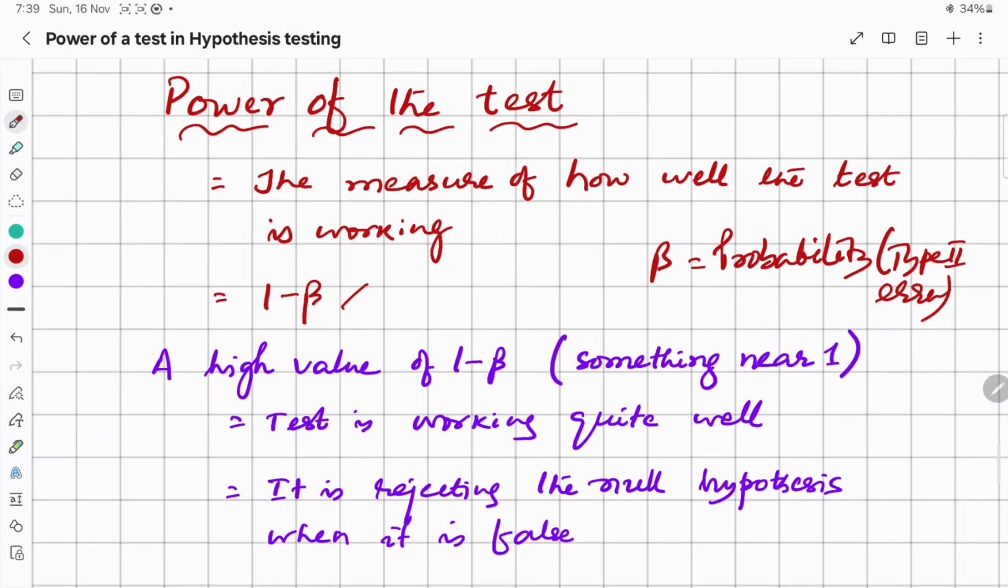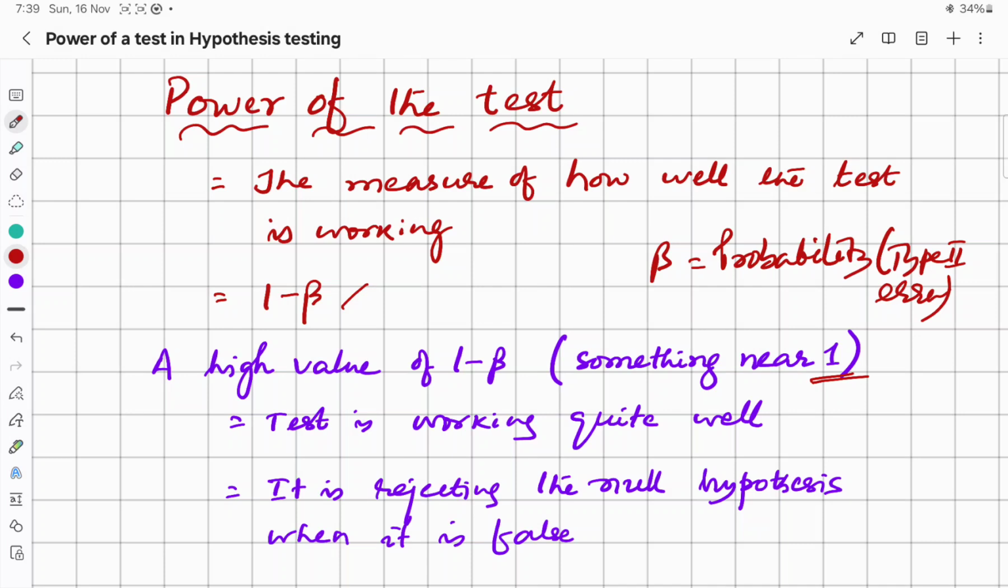So a high value of 1 minus beta means that beta will be nearly equal to 0, so 1 minus beta will be something near to 1. A high value of 1 minus beta means the test is working quite well. That means it is rejecting the null hypothesis when it is false.